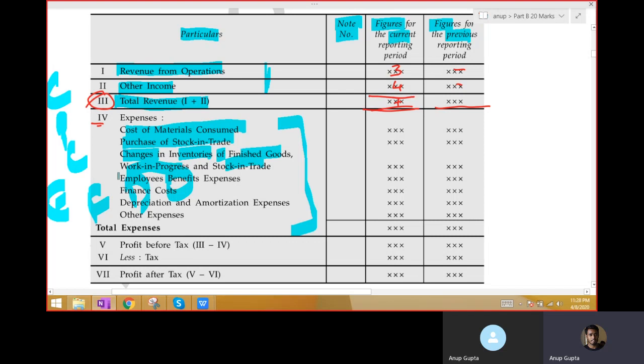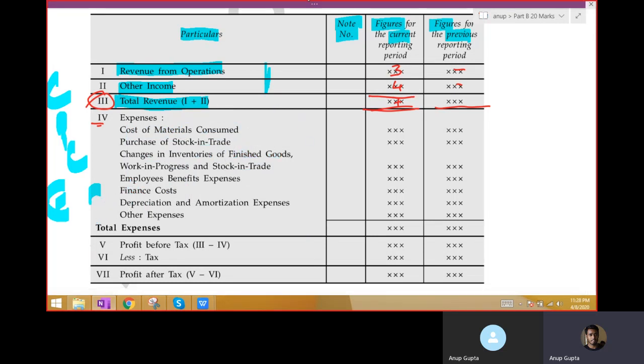Okay, then there is E, employee benefit expenses. F, finance cost. D, depreciation and amortization. And O, other expenses. CPC, EFDO. Okay, fine. After writing all these expenses, what do we do? We add all the expenses.